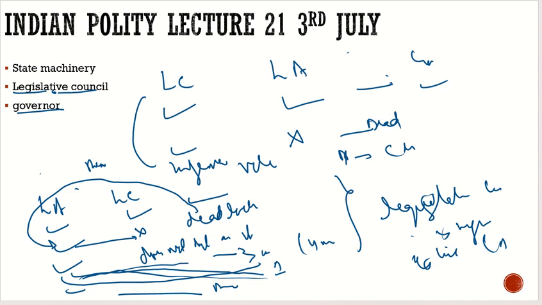In this case, with respect to its power, it is way more inferior than the legislative assembly, and it almost has a zero role with respect to the passage of bills, because at maximum it can delay them for 4 months. So with this, the legislative council is over.